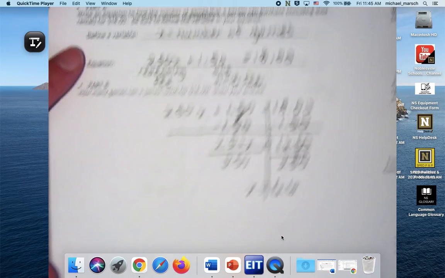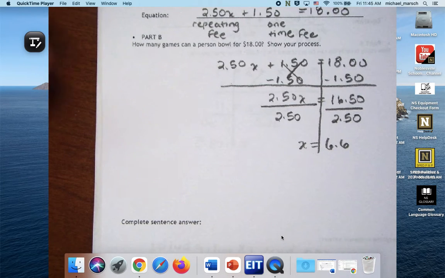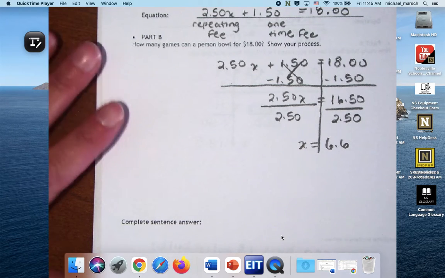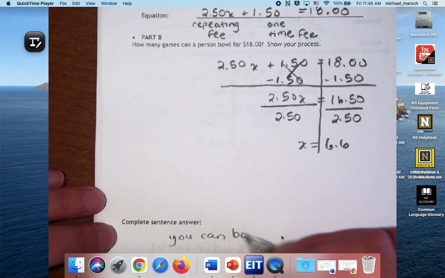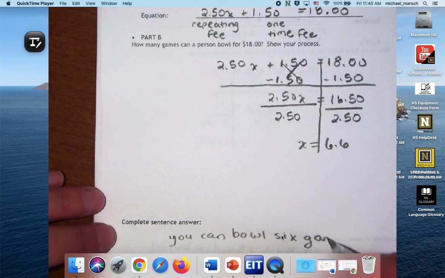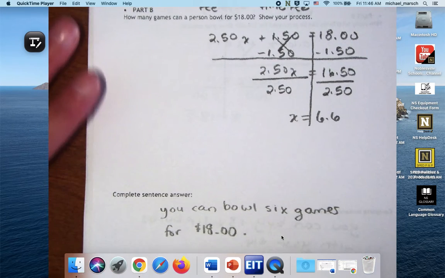Okay. So what is my complete sentence answer? And if you're not sure, go back and look at the question. Maybe restate it with your answer included. Ben, what's my complete sentence answer? $6. It has nothing to do with dollars. Well, kind of, but not really. You can play 6 games. Perfect. You can bowl 6 games for $18.